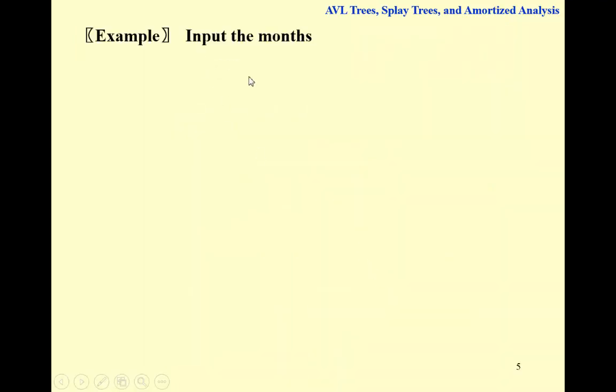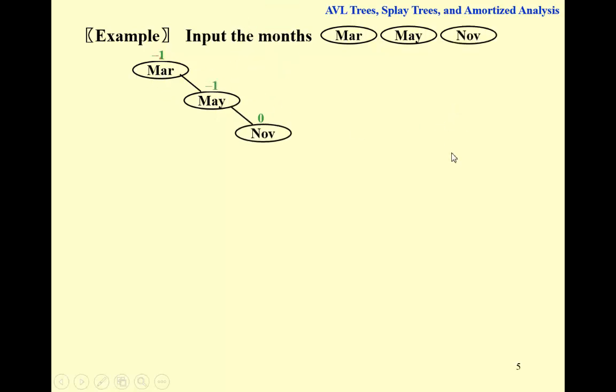Let's, again, input the months. Okay, so the first one is March. It's perfect. No problem. Next one, May. Notice that when May comes in, the BF of its parent should be updated. It's no longer perfectly balanced, but still, it's okay. Next, let's input November. Then something is wrong here. It's no longer balanced. What can we do?